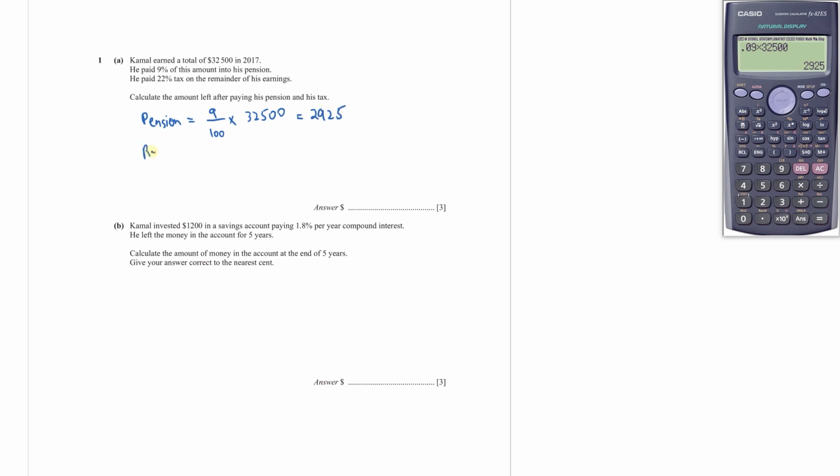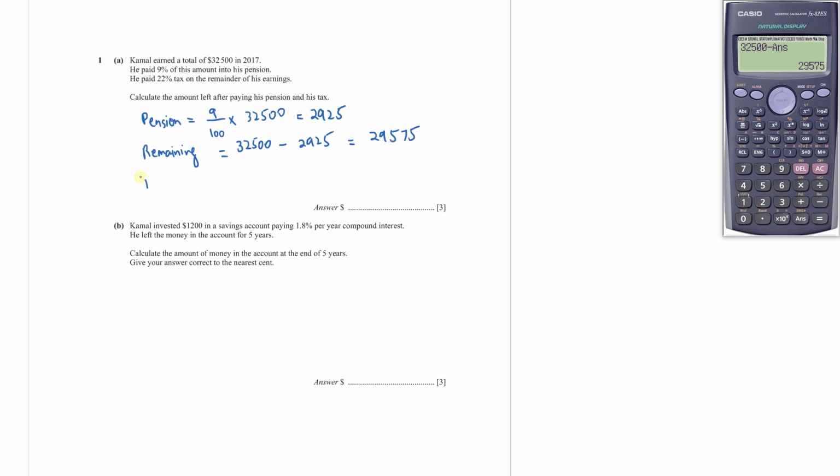And then the remaining amount after pension is 32,500 minus 2,925. So this is 29,575. Now he paid 22% tax on this remaining amount.